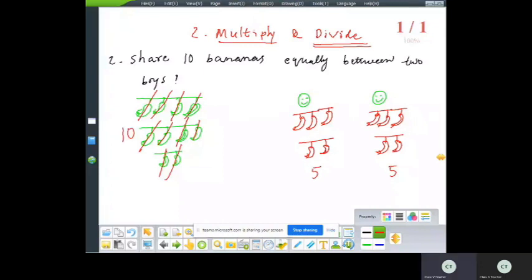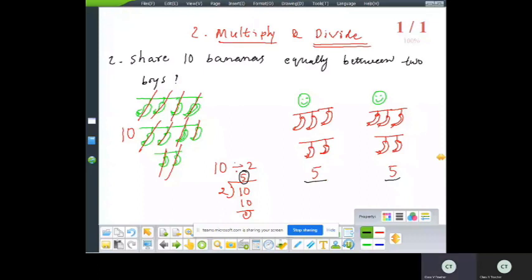How many persons are there? 2 persons. 10 divided by 2. 2 ones are 2, 2 twos are 4, 2 threes are 6, 2 fours are 8, 2 fives are 10. This is our main answer, that is 5. Each boy gets 5 bananas. Okay, one more solution is there.